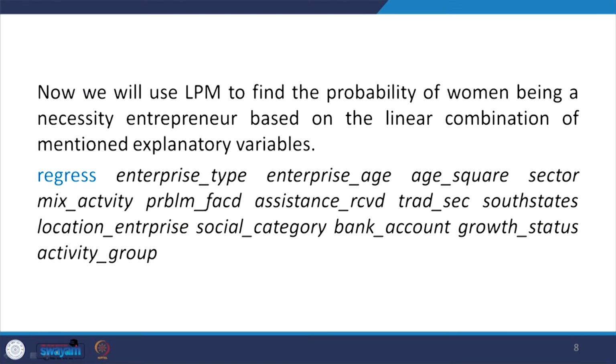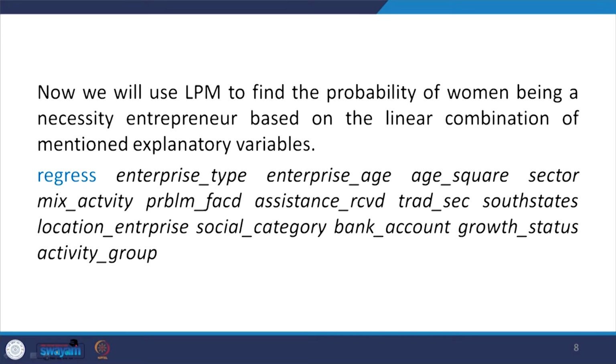Let us move to how we can apply LPM, especially to understand the probability of a woman being a necessity entrepreneur based on those variables we discussed, or the linear combinations of the explanatory variables. So, simply in a linear model, we all know that we need to regress the dependent variable on the independent variables. That the dependent variable has only discrete choices is not a matter of concern so far as the LPM technique is concerned.